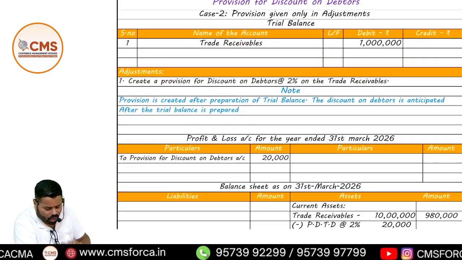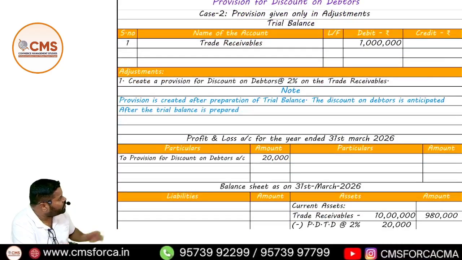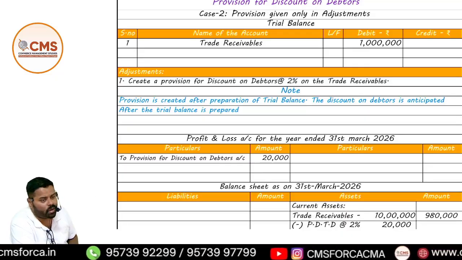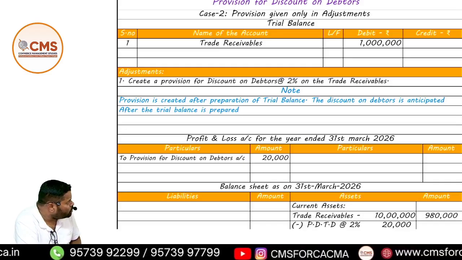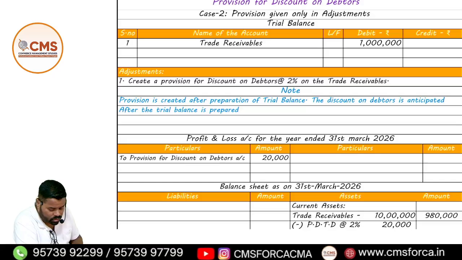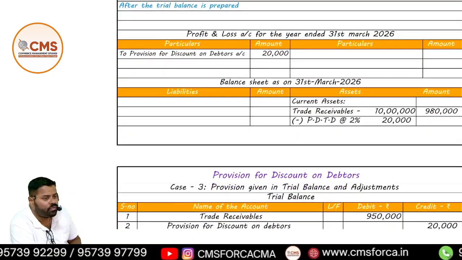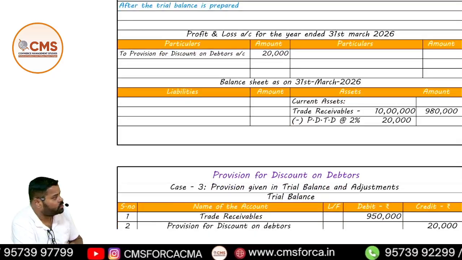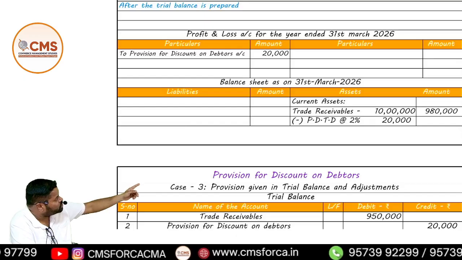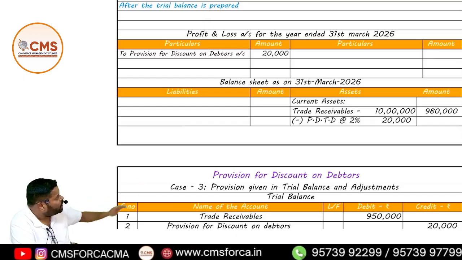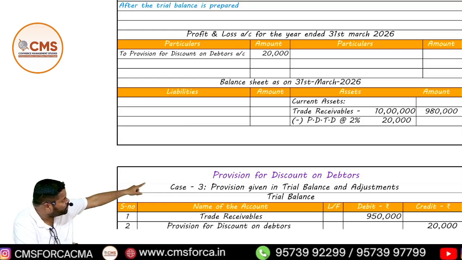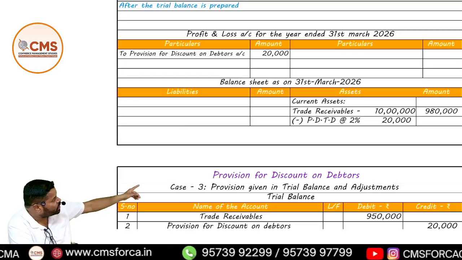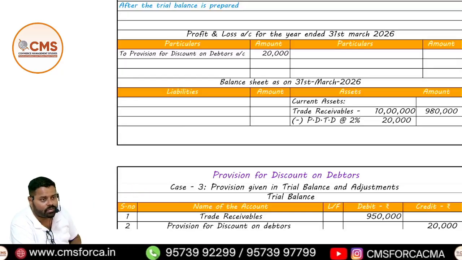Okay. Now, provision for discount is given in your adjustments. How much percentage is it? 2%. On what amount? It comes to how much? 20,000. So I have to create a provision now, and you are creating provision after the trial balance, provision for discount on debtors 20,000, and since it is given in the adjustments I will write it in P&L account debit side, and again I will show it in my balance sheet as a deduction. 10 lakhs minus 20,000, 9 lakhs 80,000.